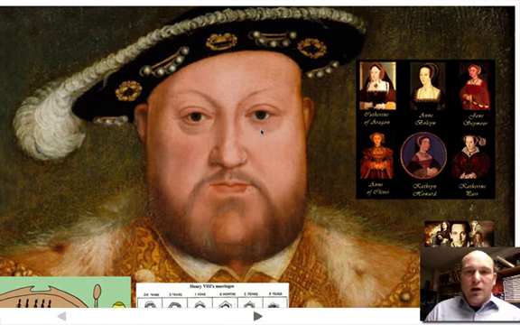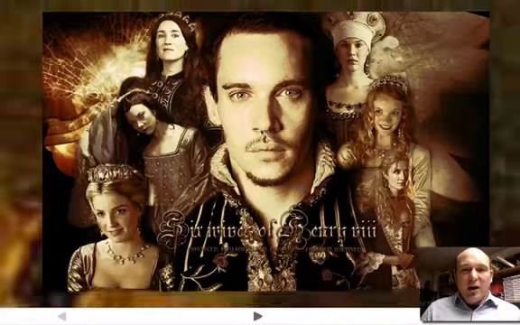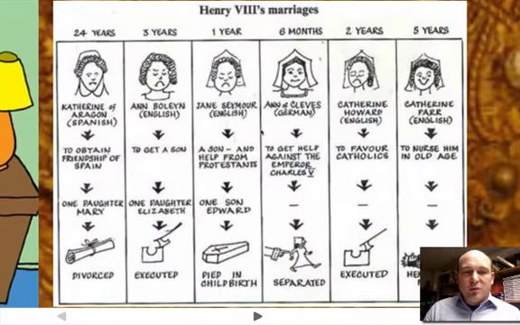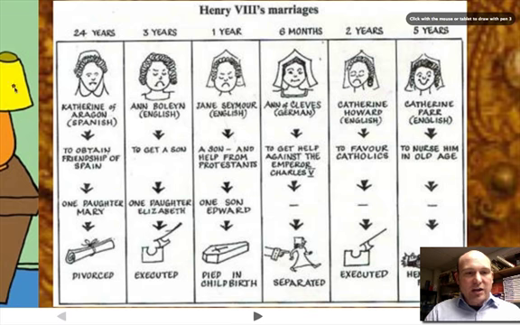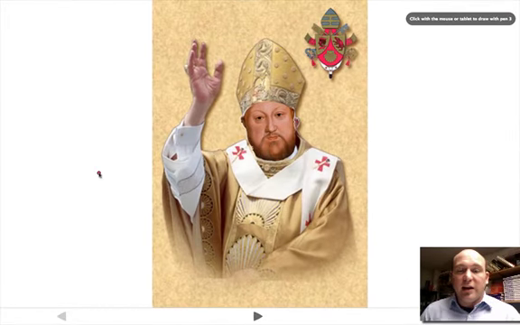So what he did was, this is another picture of his 6 wives, a little more modern view. So what he did was, he actually said, well, if you're not going to give me an annulment, then I no longer recognize you as the head of the church. And in fact, what he did was he placed himself at the head of the church. And I'm going to skip ahead. So basically, instead of the Pope, King Henry VIII becomes the head of the Anglican Church.